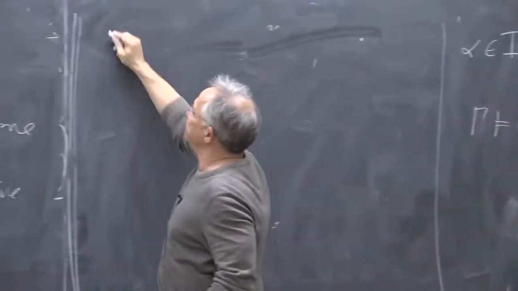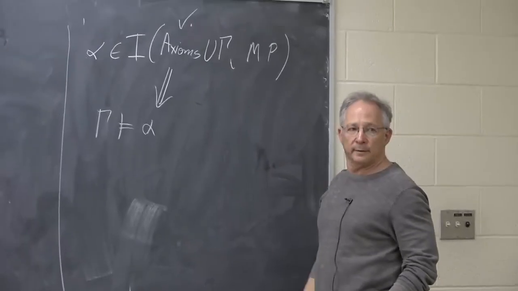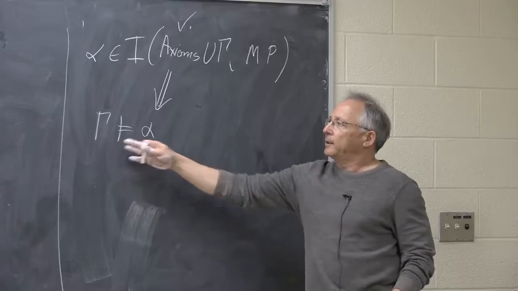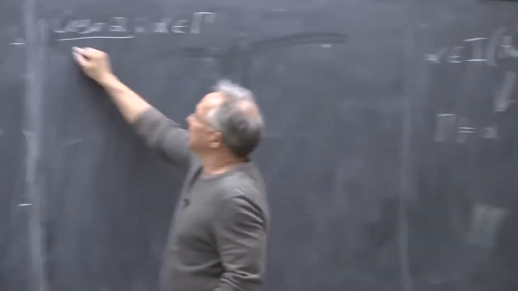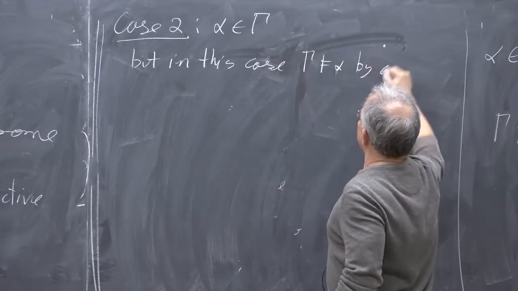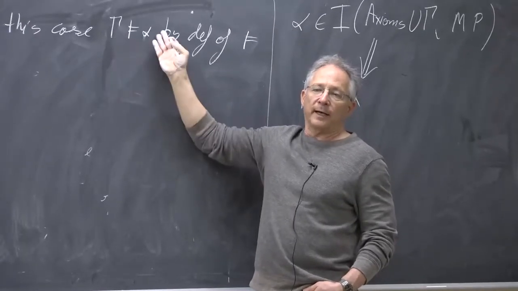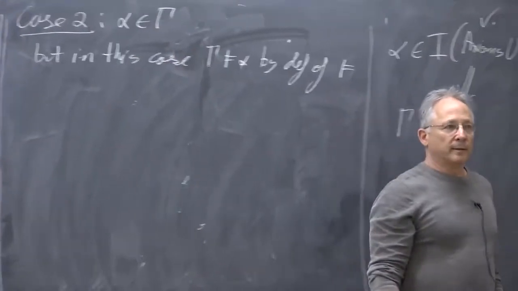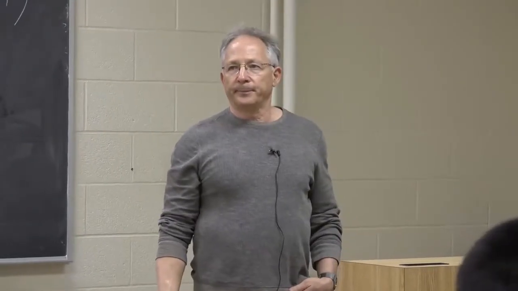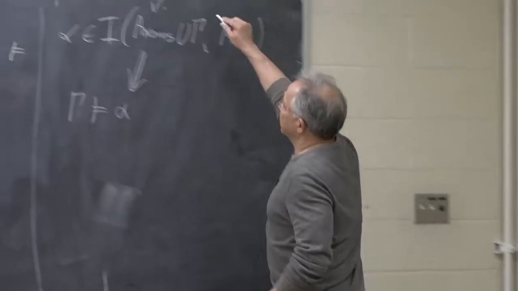So case 2, alpha came from gamma. So we are still in the base. If alpha didn't come from here, it came from gamma. But if alpha comes from gamma, this is just by the definition of logical implication. So in this case, gamma logically implies alpha by the definition of logical implication, because logical implication means whenever every formula in gamma is true, then alpha is true. Since alpha is one of the formulas in gamma, it follows from the definition. So we are done with this case. So we are done with the basis of the induction.